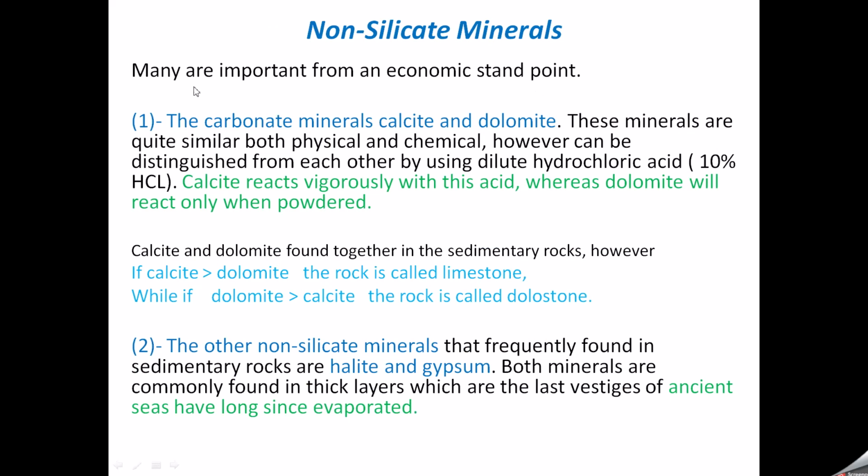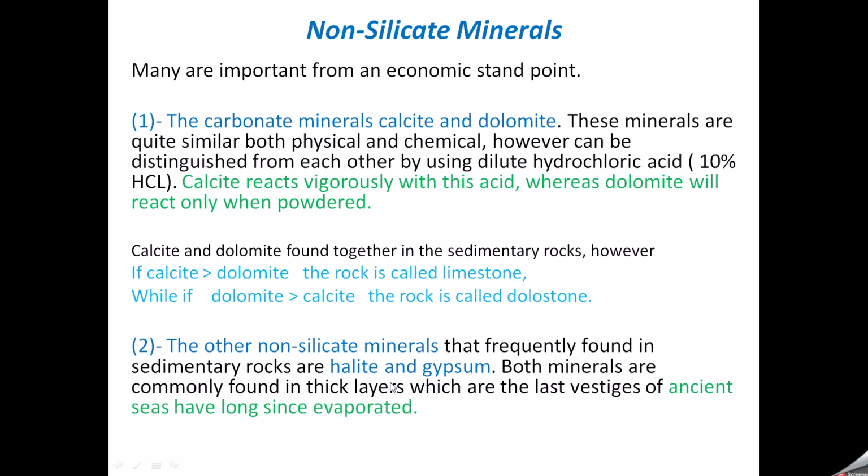Now, non-silicate minerals. They are economically very important, like carbonate minerals, calcite and dolomite. These minerals are very similar, but you can distinguish between them if you use dilute hydrochloric acid. Calcite will react and fizz vigorously with this acid, whereas dolomite will react only when powdered. Okay, how do we name these carbonate rocks? If calcite is more than dolomite, we call the rock limestone. If the dolomite percentage is more than calcite, we call the rock dolostone.